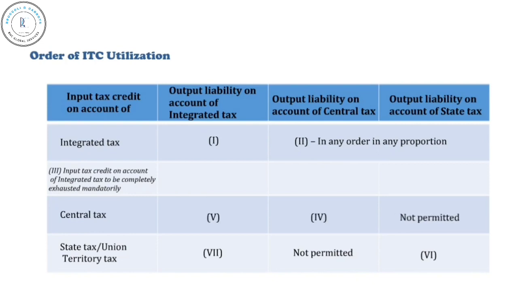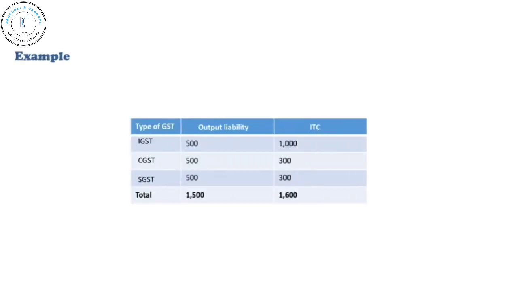It can't be set off against SGST. ITC on account of SGST has to be set off against IGST first, and afterwards against SGST. It can't be set off against CGST. Example. The table shows output liability and ITC of IGST, CGST, and SGST.